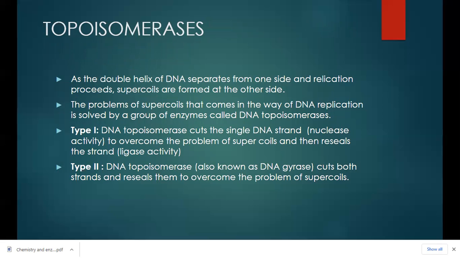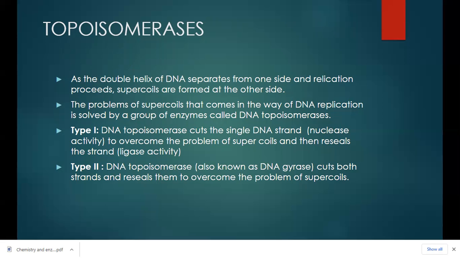Topoisomerases. So what are topoisomerases? Whenever there's a supercoil which happens during DNA replication, this topoisomerase enzyme helps the DNA strand to unwind or not get coiled. So that is when the replication will proceed.